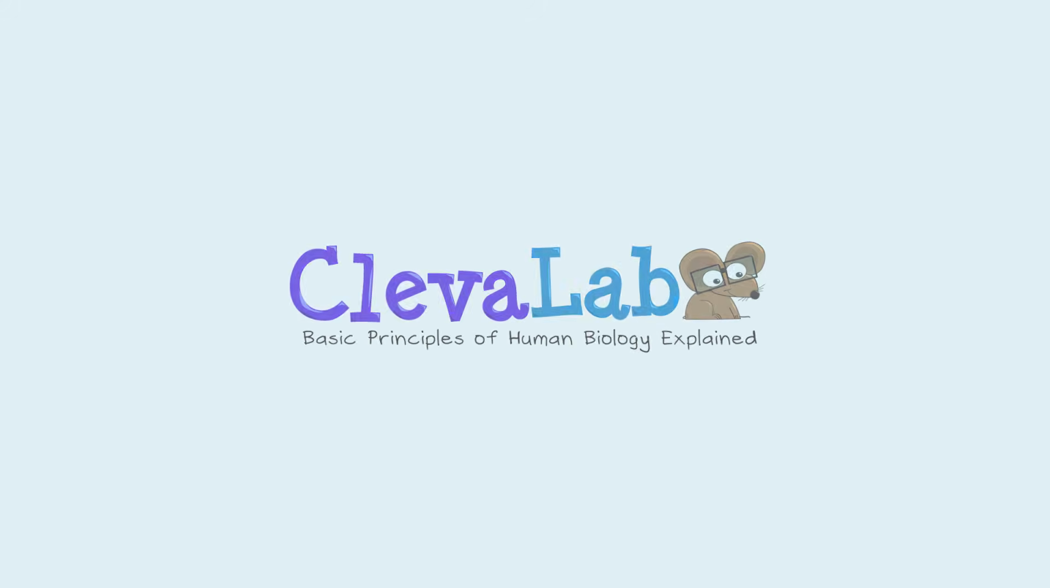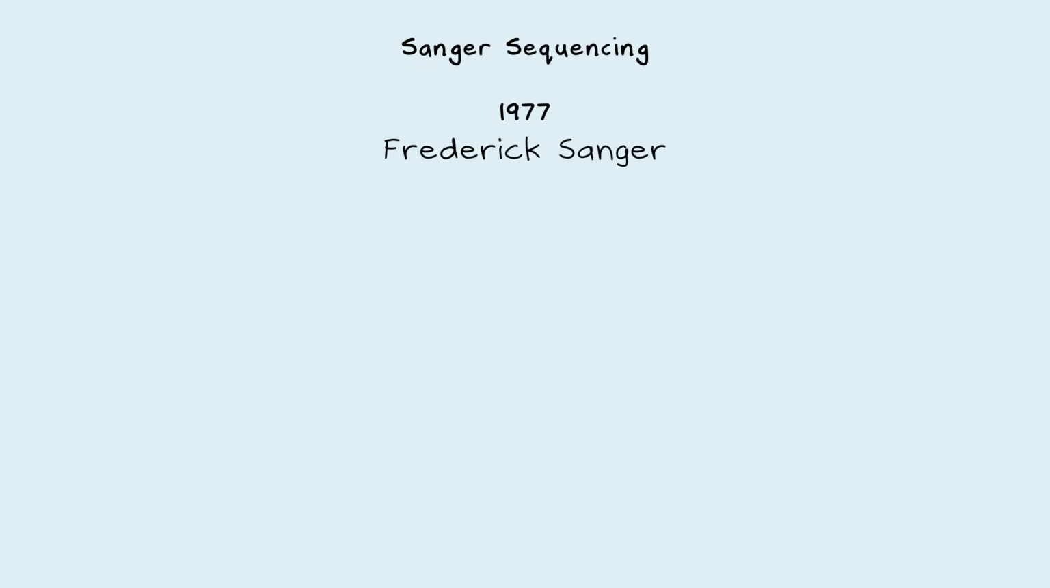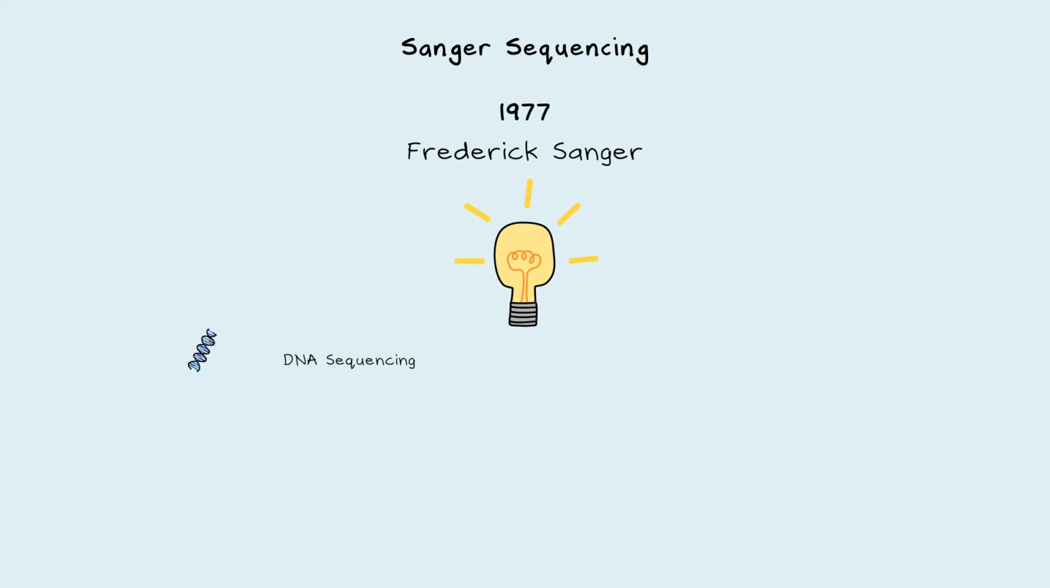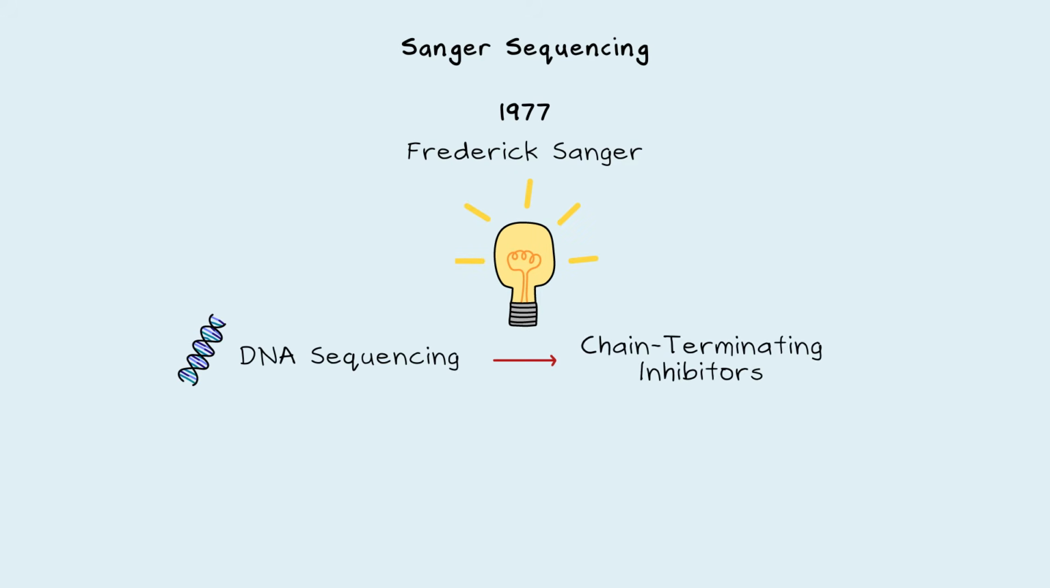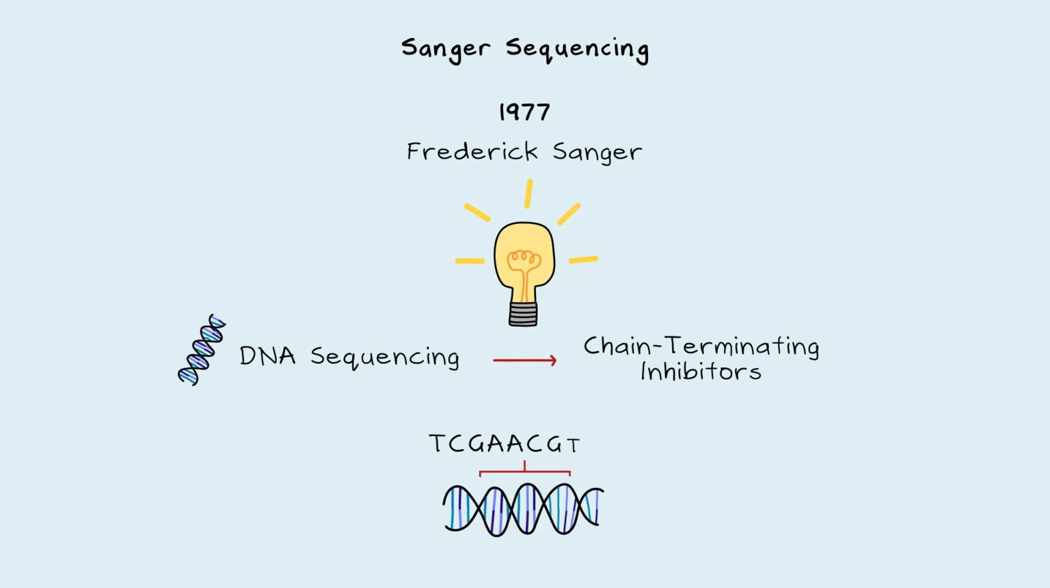Clever Lab. In 1977, Frederick Sanger described a method of DNA sequencing using chain-terminating inhibitors. The aim was to find out the sequence of nucleotides in a piece of DNA. This method became known as Sanger sequencing. These chain-terminating inhibitors are also called ddNTPs.